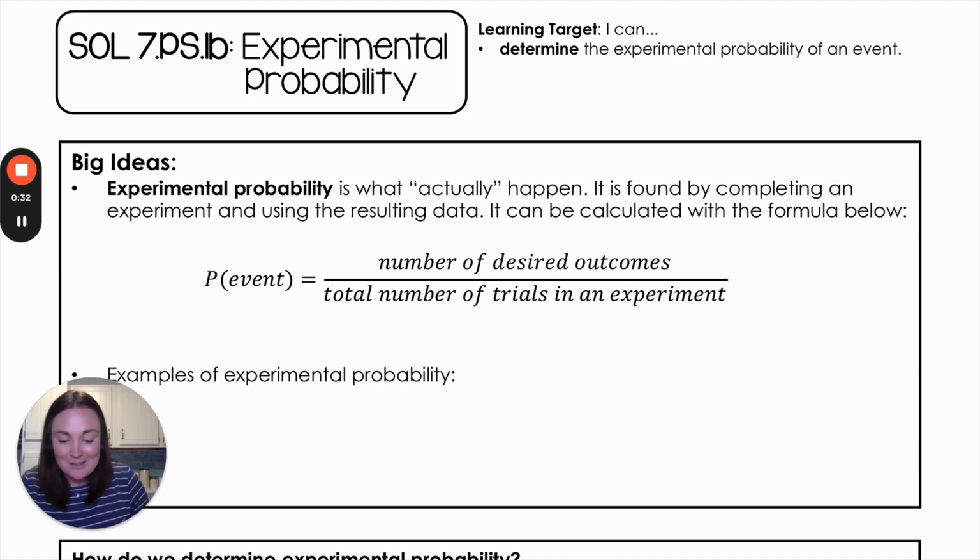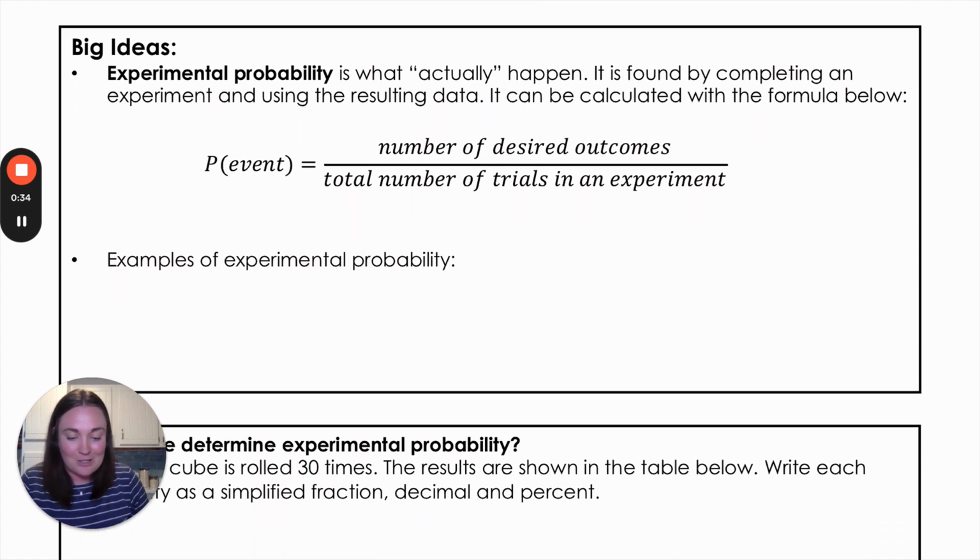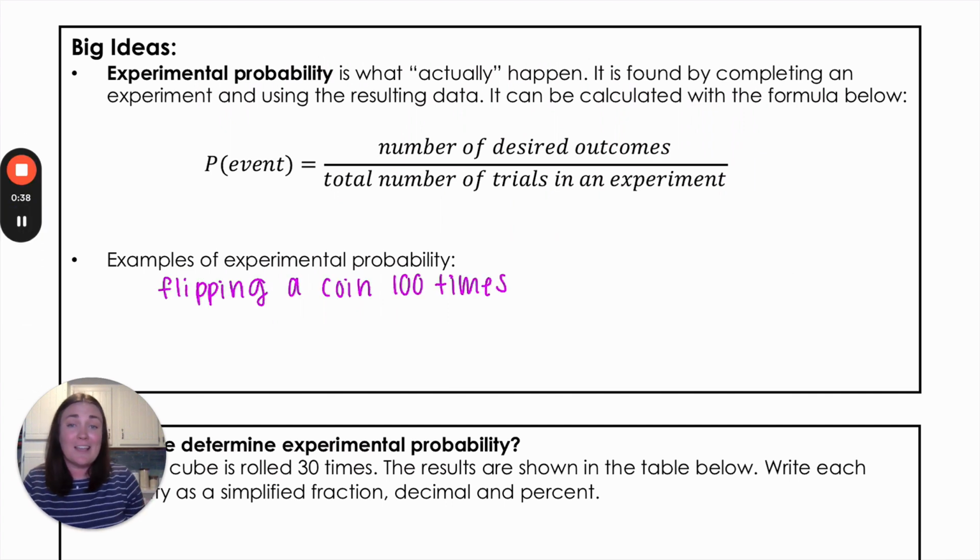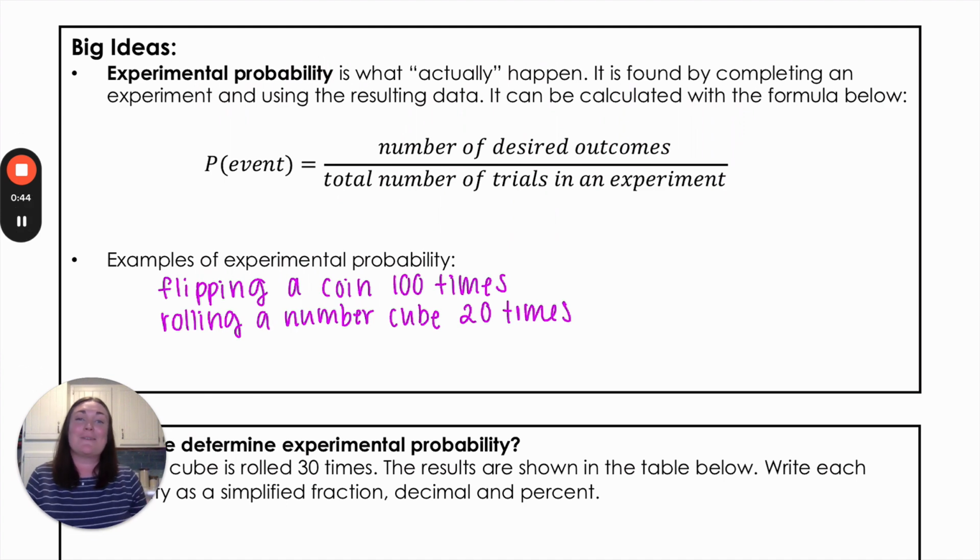So let's talk about some examples that we'll see often in experimental probability. One I just said was flipping a coin. Something else we see pretty often is they talk about rolling a number cube, which is a fancy way to say a die. And of course, something we talk about a lot is pulling marbles out of a bag.